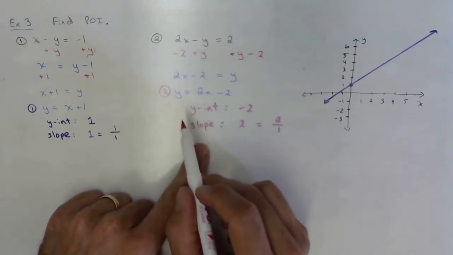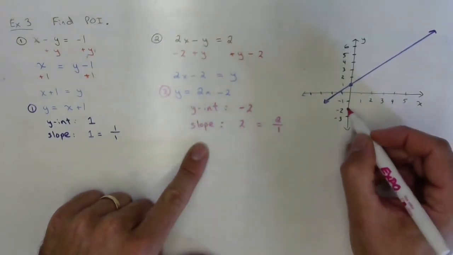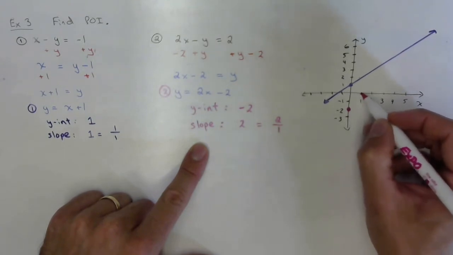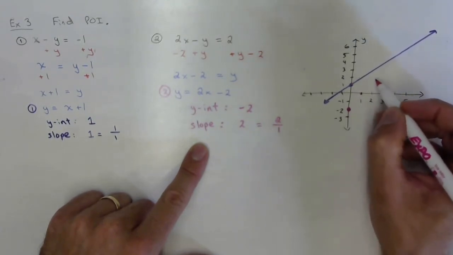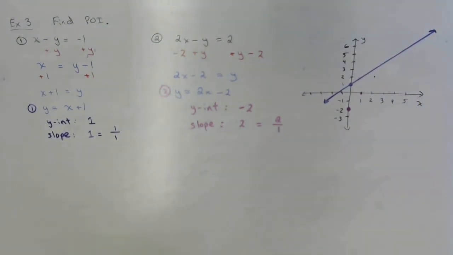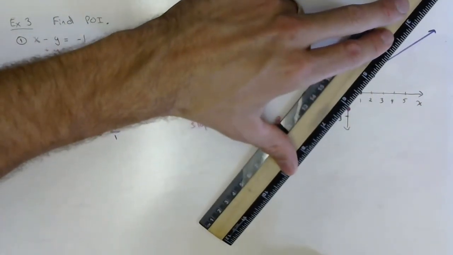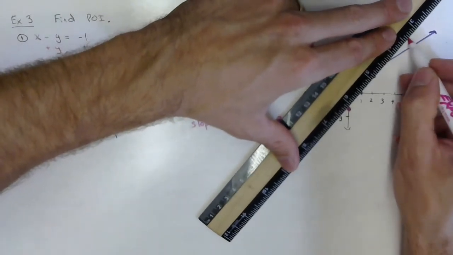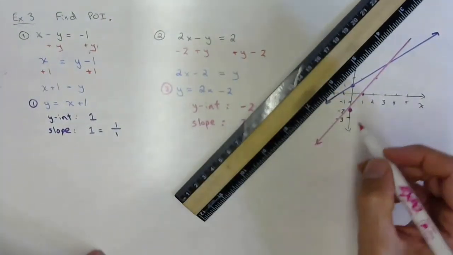And then my next one in pink, equation 2, I have a y-intercept of -2. And then I have a slope of +2. So I'm going up 2 over 1. Up 2 over 1. So 2, 2 is on there. And that should be enough to draw myself a line. Something like this. It's not very good.